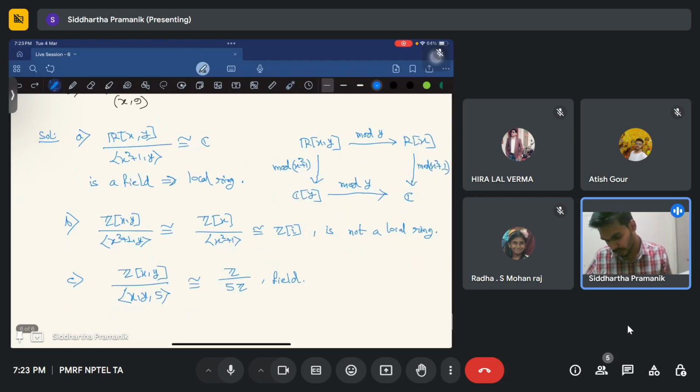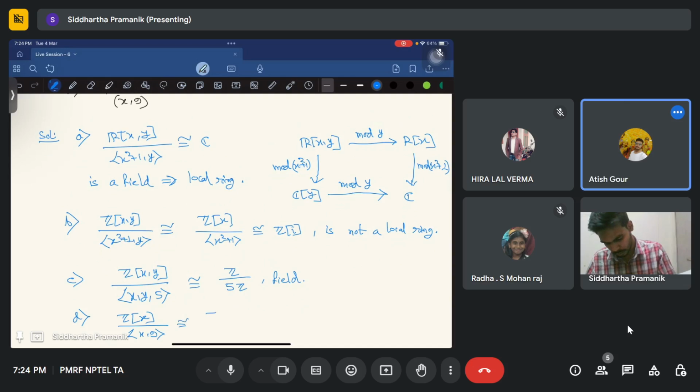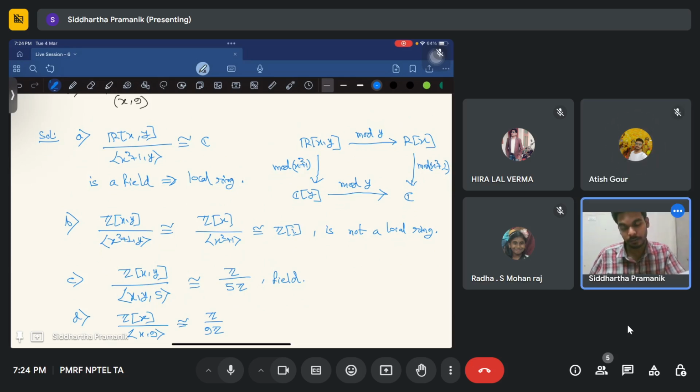So the last one, what about D? Z[x] mod (x, 9). Z mod 9Z it would be. Is it a local ring? No. Why? We can find more than one maximal ideal in this case. Is it so? Can you give examples?